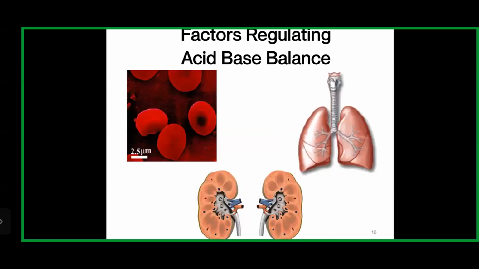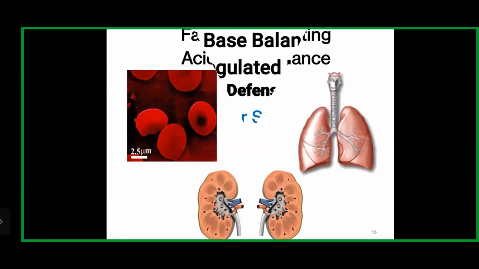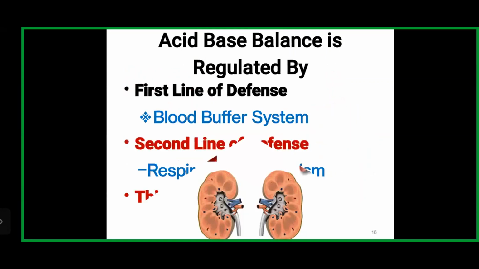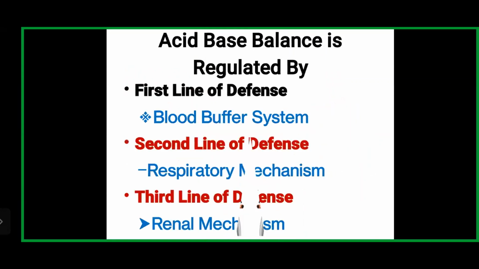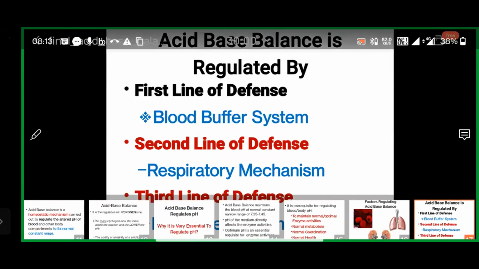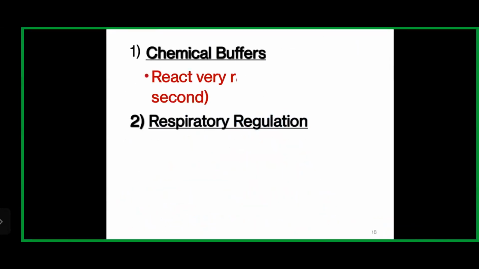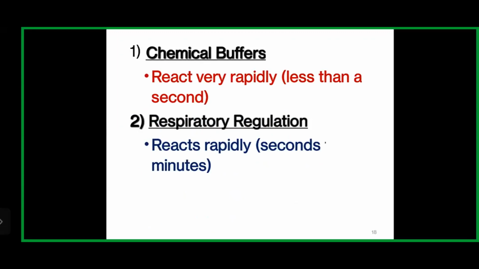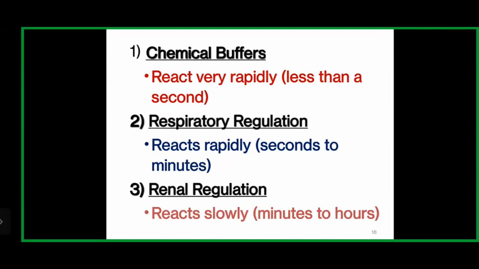First line of defense, that is the blood buffer system. The second line of defense, that is the respiratory mechanism, and the third line of defense, that is the renal mechanism. Now, the chemical buffer system reacts very rapidly, within seconds to minutes, and the renal regulation takes minutes to hours to act.